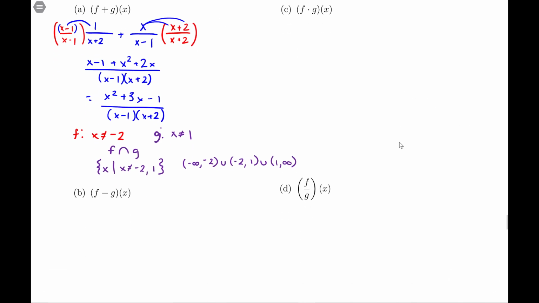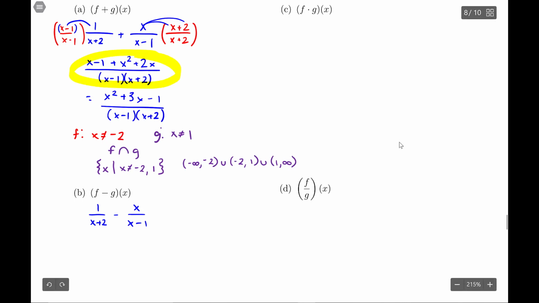So for part B, we're doing the subtraction of the two functions. So it's going to be f minus g. And so we would set that up with function f minus function g. And again, we're just going to go through the process of simplifying. We would do the same steps as we did previously, where we multiply both sides by the denominator of the opposite side.